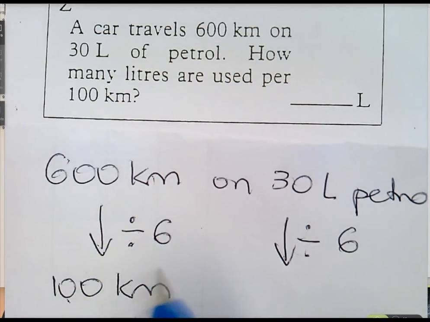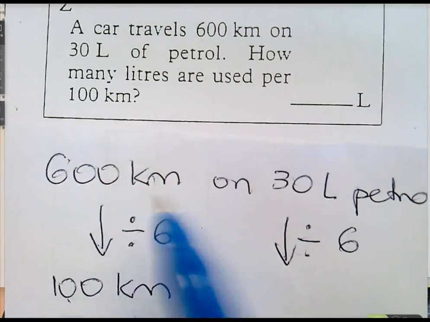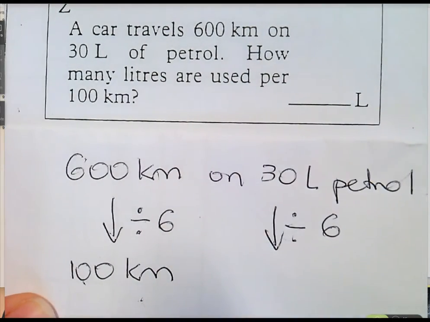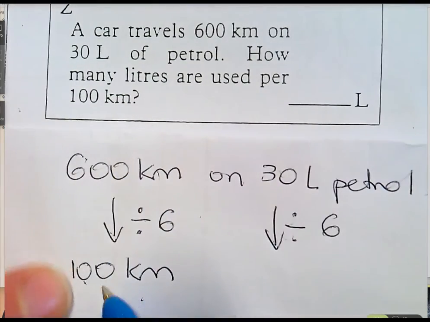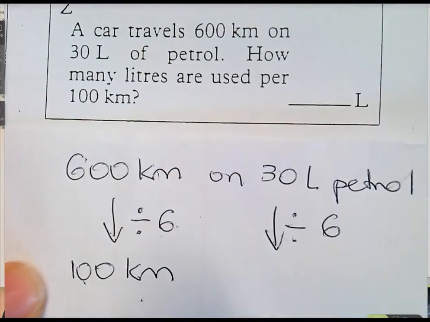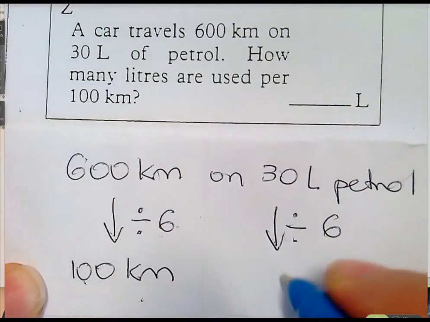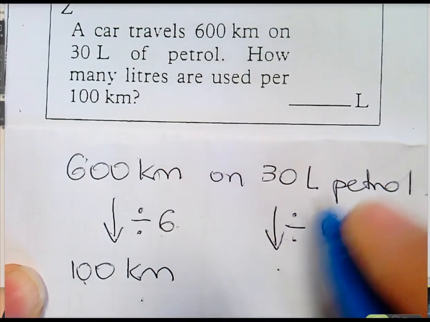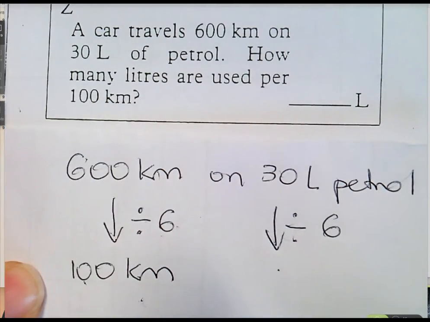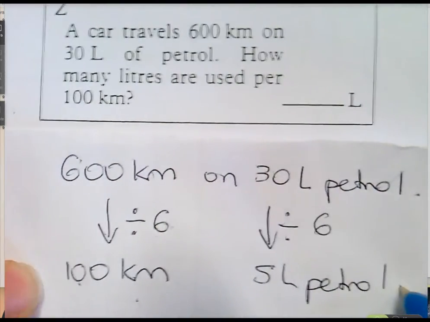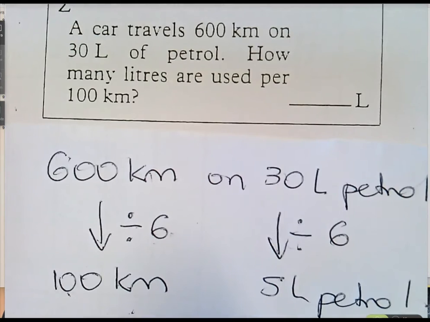So girls, the important thing is to write out the sentence. 600 kilometres on 30 litres of petrol. I only want to go 100 kilometres. So 600 divided by 6 is 100. What's 30 divided by 6? The only way that's possible is if it's a diesel car. Maybe, yeah. What's 30 divided by 6? Do you know why I'm dividing the 30 by 6? 5. Yeah, so 5 litres of petrol. Obviously, if you're driving less, you're going to use less.